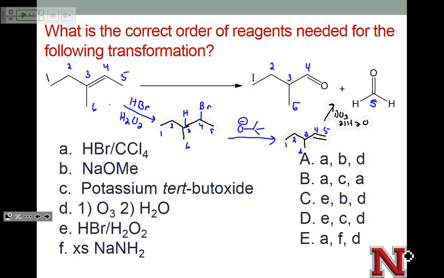So here our answer is we have to add E first. That forms compound 1. And then we add C. The potassium is our counter ion. That would work just as well as sodium tert-butoxide. That's just our counter ion. To form compound 2. And then our last step is our ozonolysis. So that's E, C, and D.